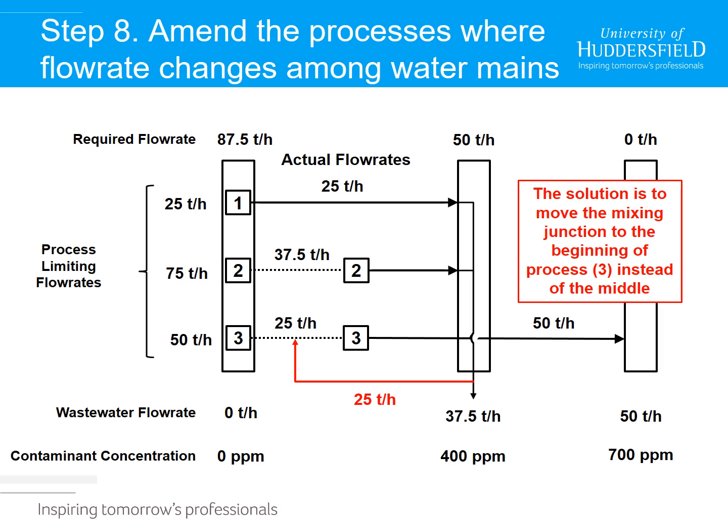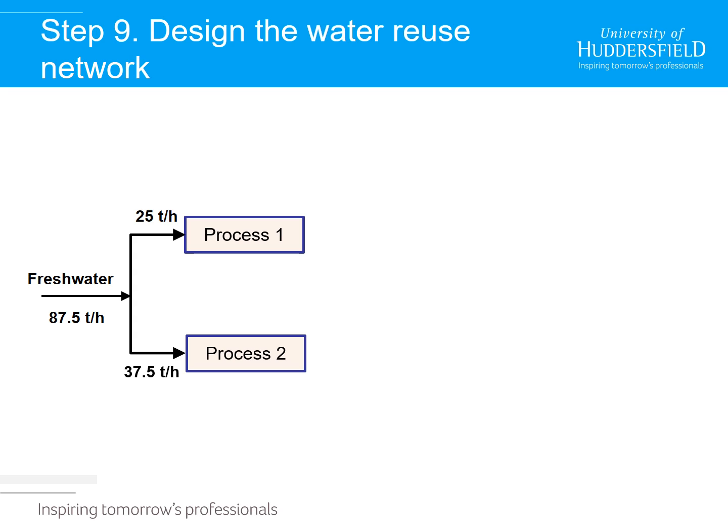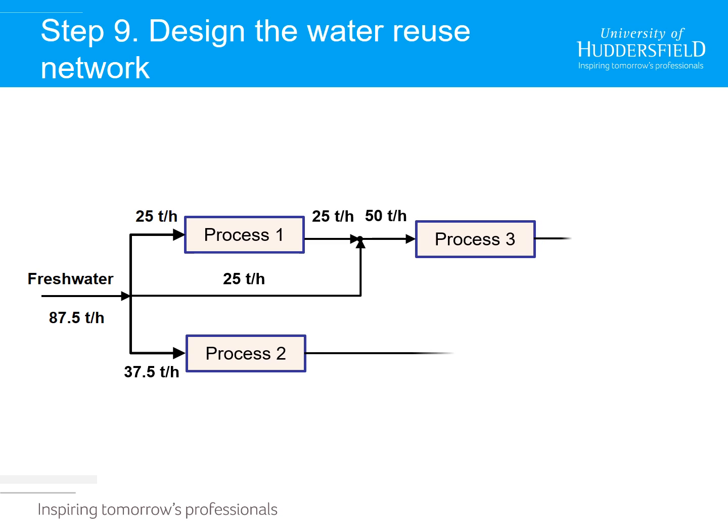We have now completed the design grid and we are ready to design our water reuse network. The total supply of fresh water is 87.5 tons per hour, and it is divided among all three processes. More specifically, 25 tons per hour go to process number one, 37.5 tons per hour go to process number two. The remaining 25 tons per hour of fresh water, mixed up with the wastewater coming out of process number one, will go to process number three. The output of processes 1 and 3 is the wastewater of the system with a contaminant concentration of 700 ppm. And this is the optimized water reuse network of our system.